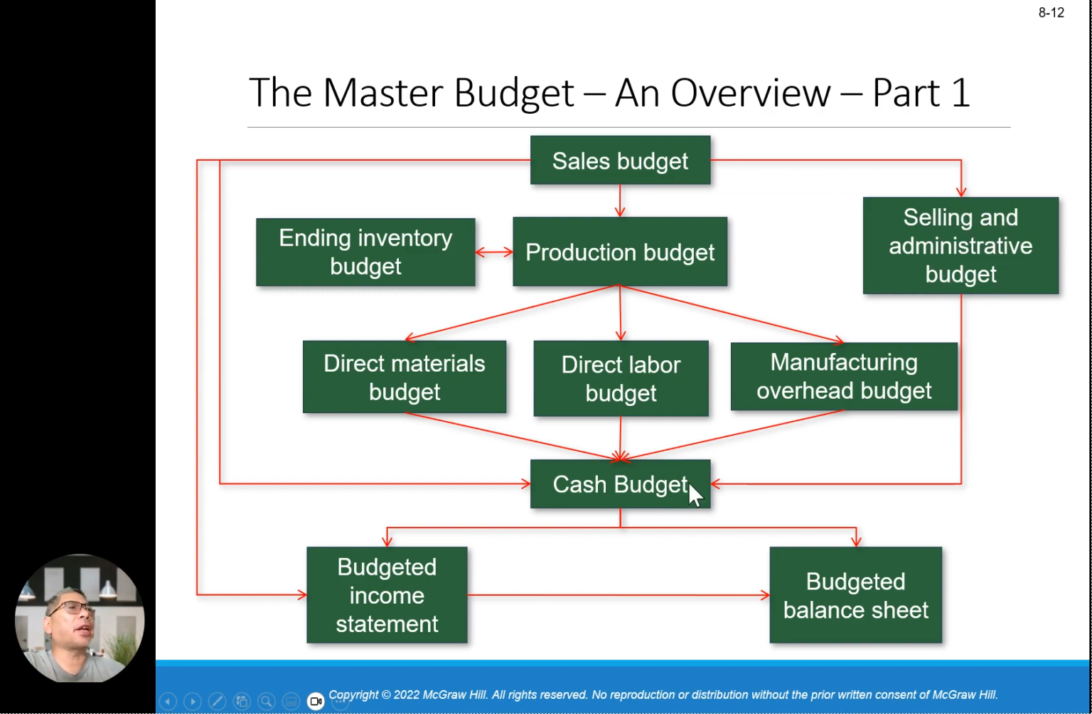And it ties directly to the cash budget. This is the diagram here. The sales budget flows all the way to the budgeted income statement, as well as to the budgeted balance sheet. The cash budget also impacts the budgeted income statement and the expected budgeted balance sheet. So the key part here is that the sales budget has an impact on the income statement, and the selling and administrative budget also has an impact. In the production budget, you have the three components here: direct materials, direct labor, and manufacturing overhead.